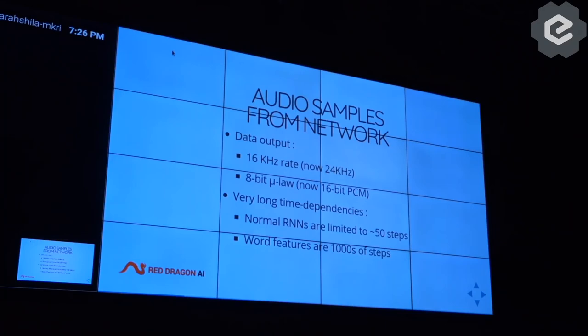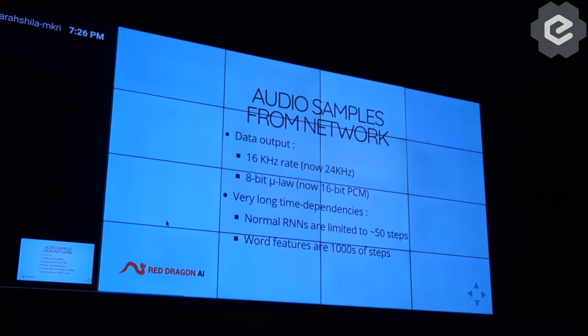In the past, people have been emitting words or maybe changing pictures a bit. But here they're predicting individual samples at 16 kilohertz, which is kind of crazy. And they're also doing it at 8-bit resolution. But one of the surprising things is that a normal recurrent neural network, which is how you would normally think of producing or analyzing a time series, maxes out at around 50 steps. But these word features are thousands of steps in time.